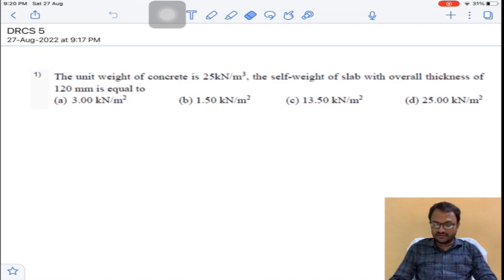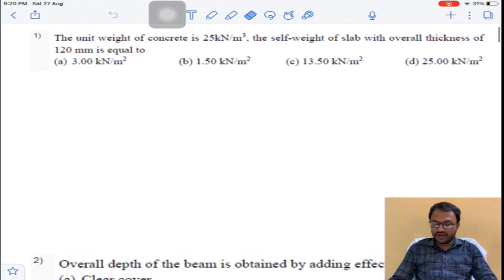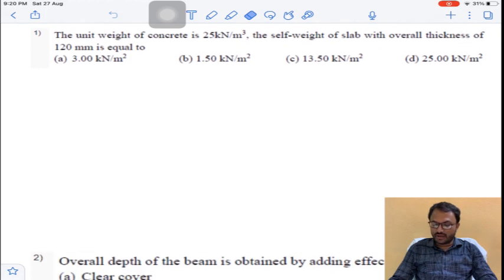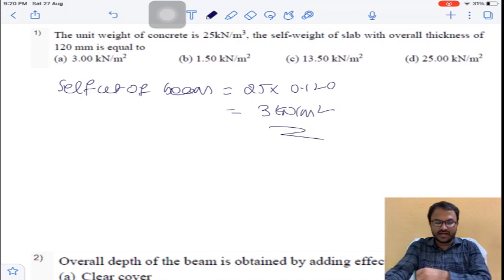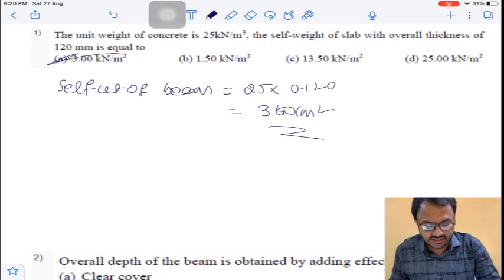So let's start. The first question is, the unit weight of concrete is 25 kilonewton per meter cube. We need to calculate self weight. Given thickness is 120 mm. So self weight is equal to 25 into 0.120, so it will be 3 kilonewton per meter square. So the answer is A for question number 1. Next question.